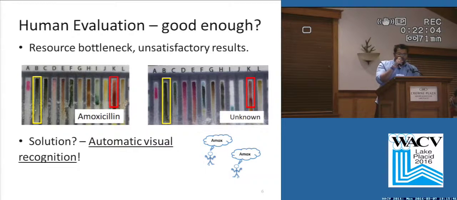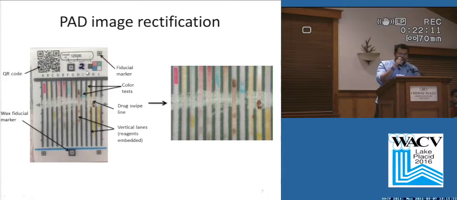So as a solution, we propose automatic visual recognition of these cards. To do that, we first take a picture of this card using our cell phone, just a random wild-type picture. Then, based on the fiducial markers on the card, we reposition and align them to our artwork. And because the chemical reactions are concentrated just below and above the swipe line, we cut out this salient region because that's where the action really is.